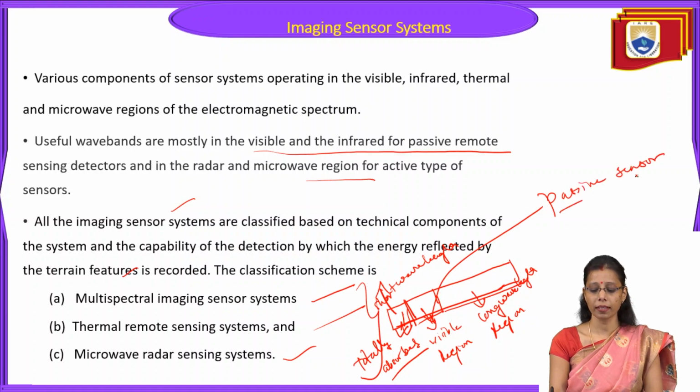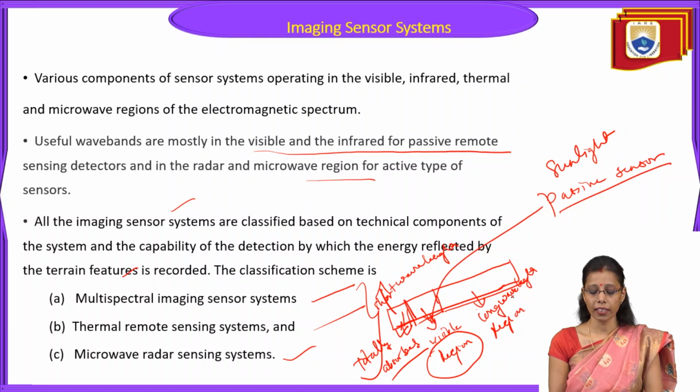Passive sensor will be designed for the visible region, because in the visible region the electromagnetic radiation can pass through, and the sensor can detect the objects or the terrain features on the earth surface in this region itself, in the presence of sunlight. In the presence of sunlight itself it will just capture the information.